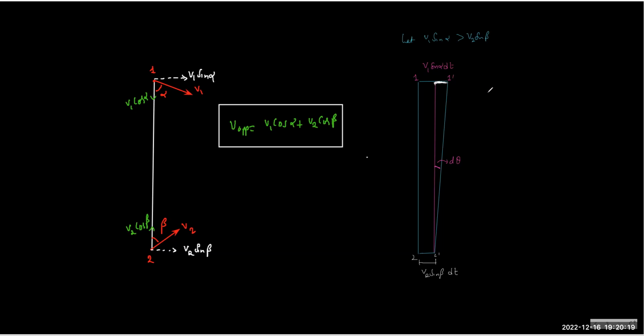You can easily see this extra is v2 sin beta dt, sorry, what I wrote. Okay, I have taken one more. So this extra is how much? v1 sin alpha dt minus v2 sin beta dt. Tell me, guys, yes or no? Yes. Everyone is clear with this?